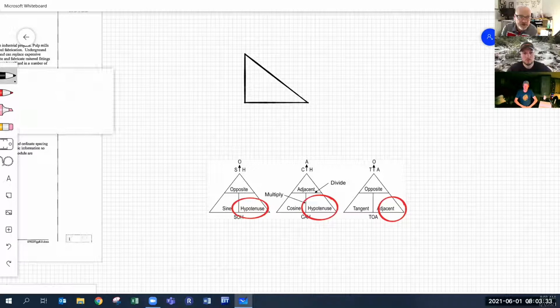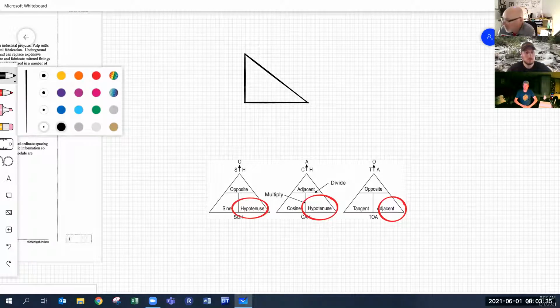Come on, pen. There you go. For example, so I want you to get out your calculators here, please. Get your calculators out.